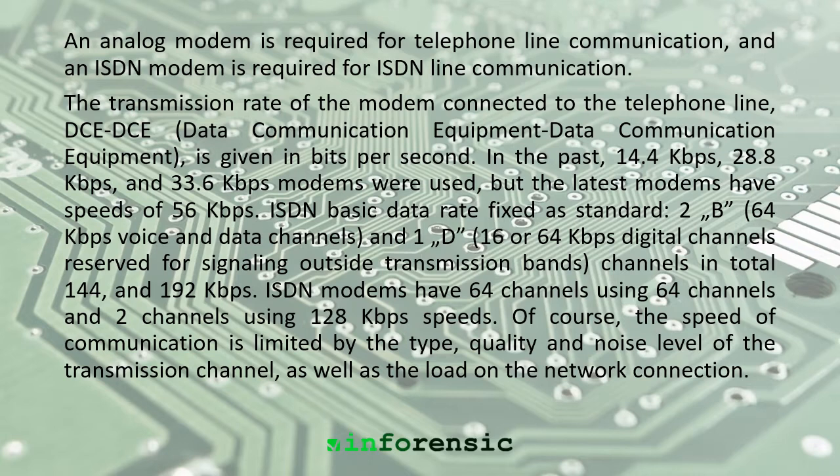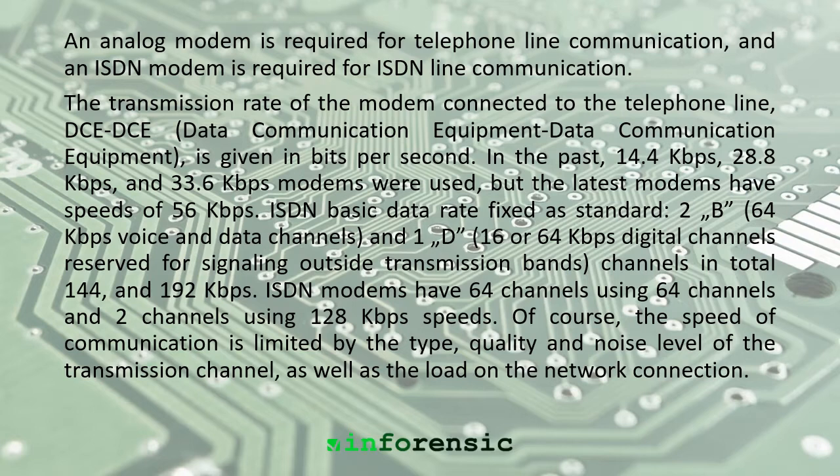The transmission rate of the modem connected to the telephone line, DCE-DCE, data communication equipment, is given in bits per second. In the past, 14.4 kilobits per second, 28.8 kilobits per second, and 33.6 kilobits per second modems were used, but the latest modems have speeds of 56 kilobits per second.